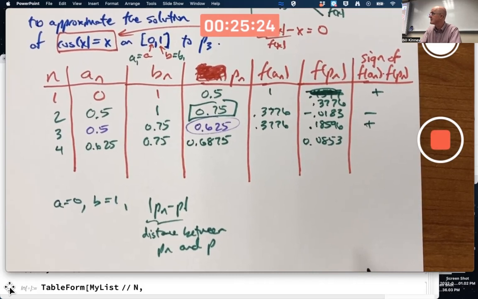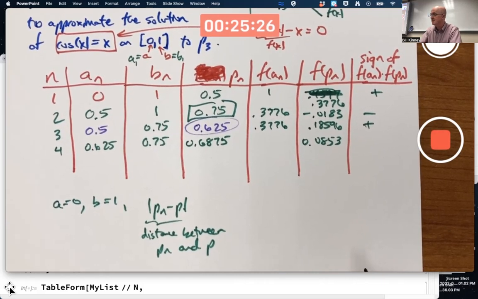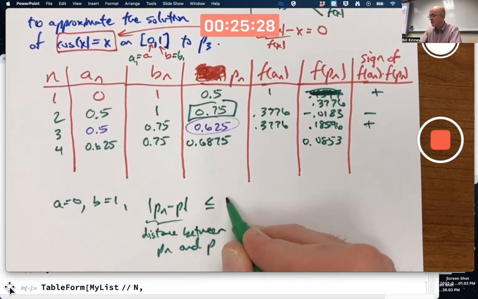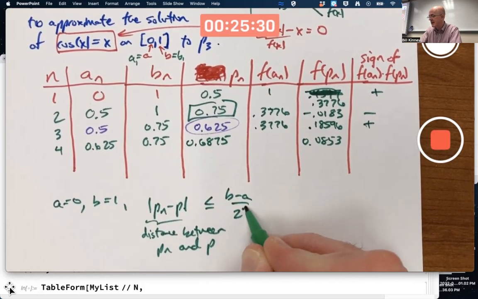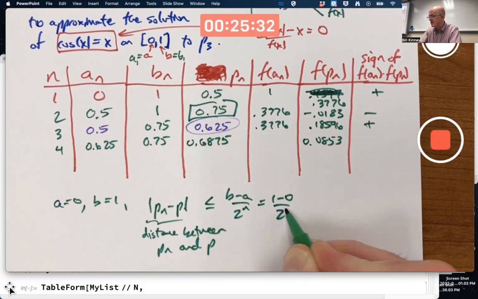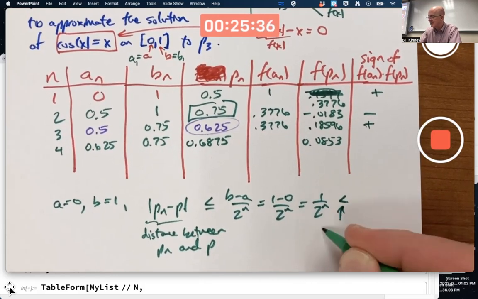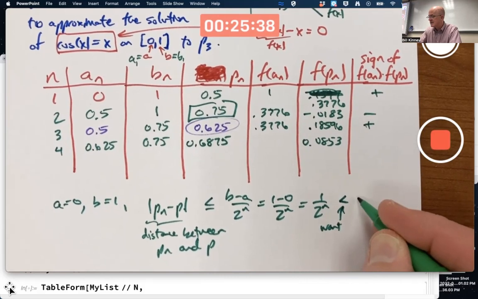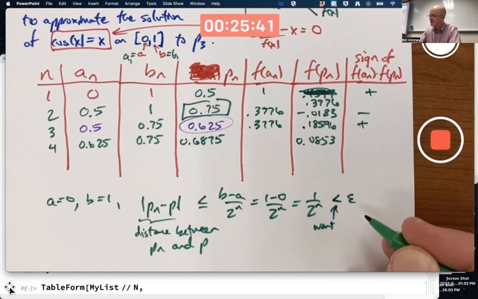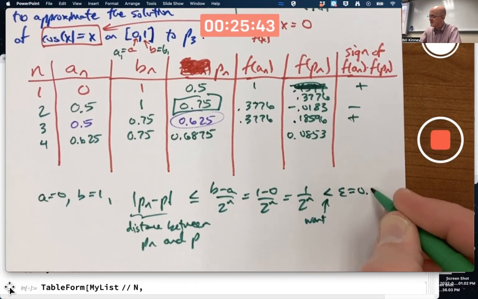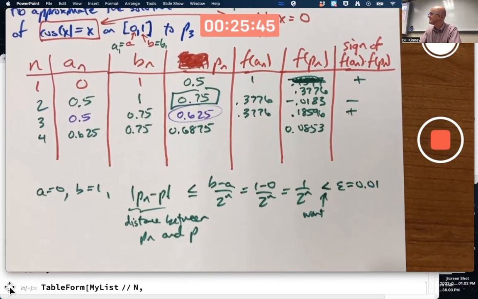If you had real analysis, you remember that from there too. That's less than or equal to b minus a over 2 to the n. In this case, that's 1 minus 0 over 2 to the n, which is 1 over 2 to the n. I want to choose n so that this is less than epsilon. What's epsilon? Well, it's 0.01 for this example.